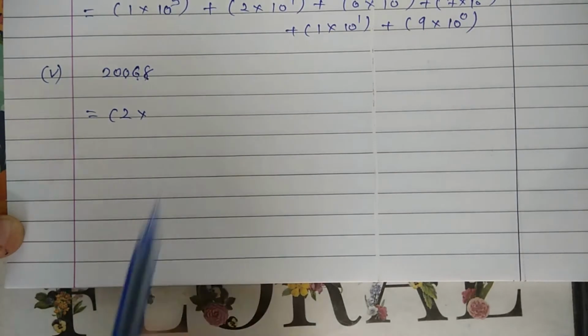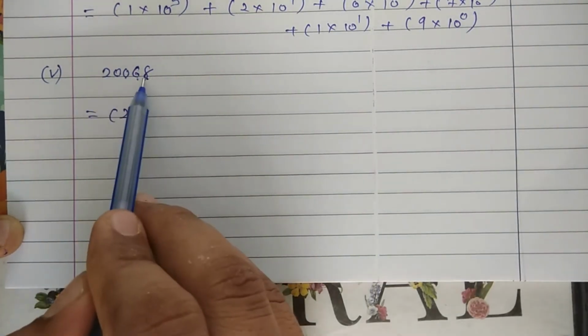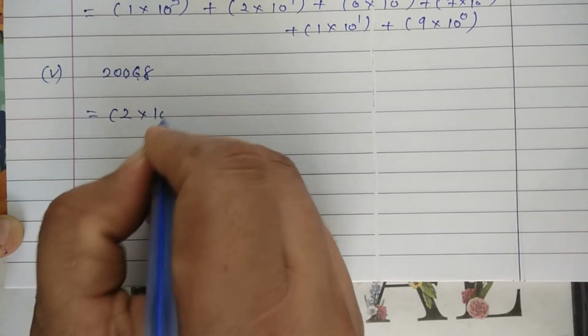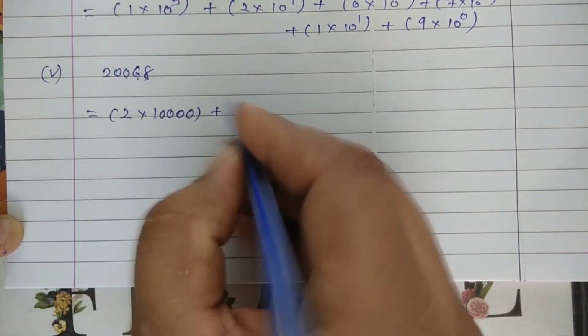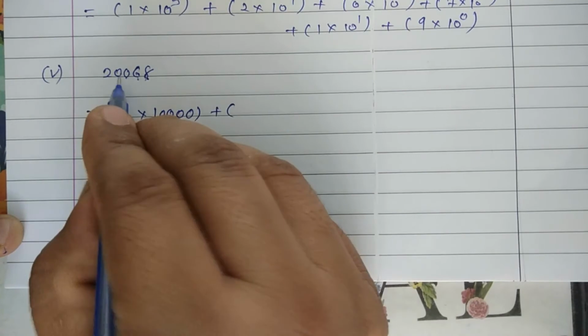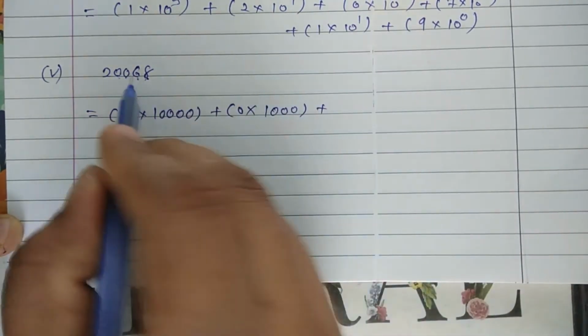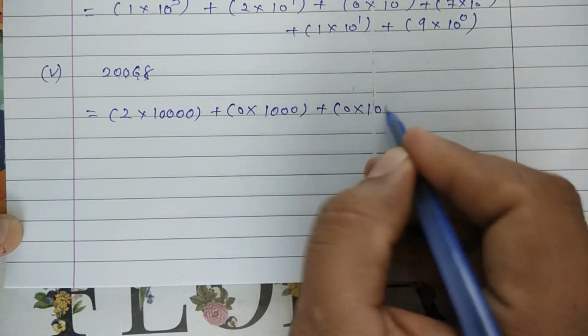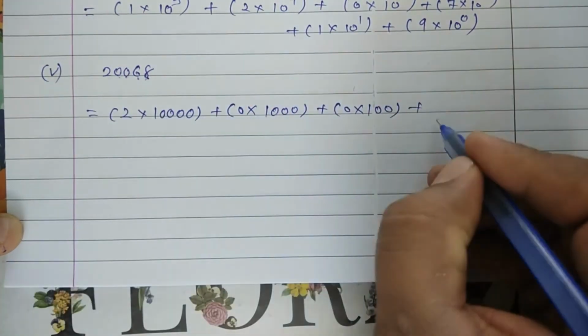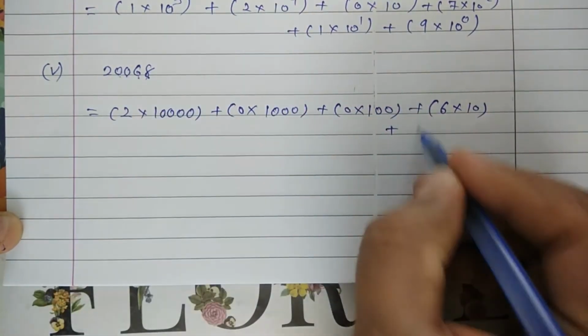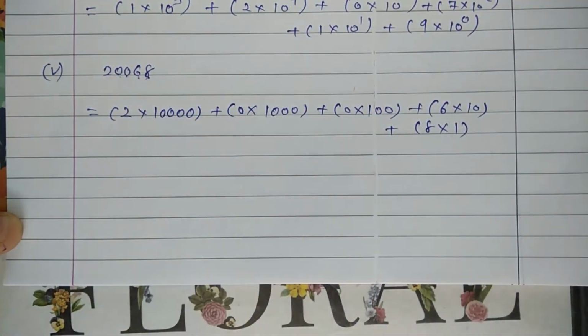So we will start from 2. 2 is at which place? So it is ones, tens, hundreds, thousand and 10,000. So 2 multiplied by 10,000 plus 0 multiplied by 1000 plus 0. This is 100 place, that is 0 multiplied by 100 plus 6 at tens place, so 6 multiplied by 10 and plus 8 is at ones place, that is 8 multiplied by 1.